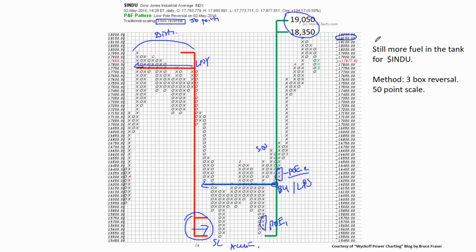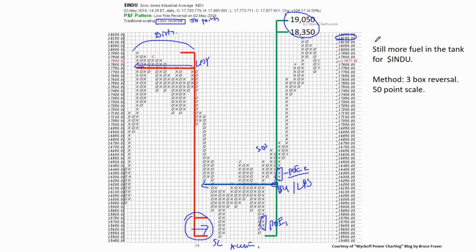I wrote about this, I published it yesterday. And so we got very close to fulfilling the objective, and so potentially the lower objective of 18,350, 200 points. It's possible that that's all we get, but it's also possible that we may reaccumulate here and then attempt to go to a new high and go up to between 18,350 and 19,050. And so that is a remarkable chart.